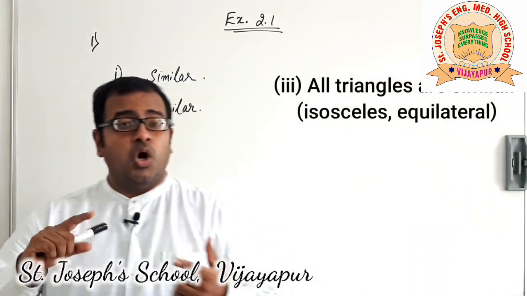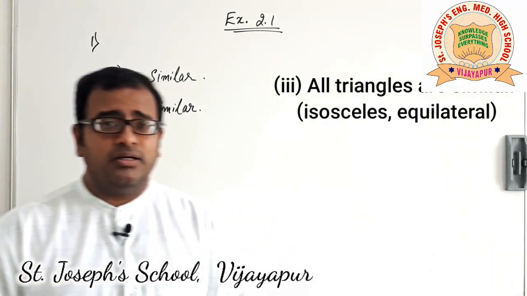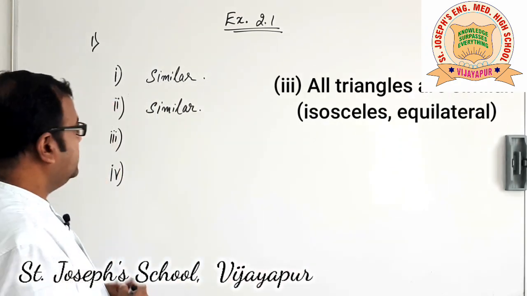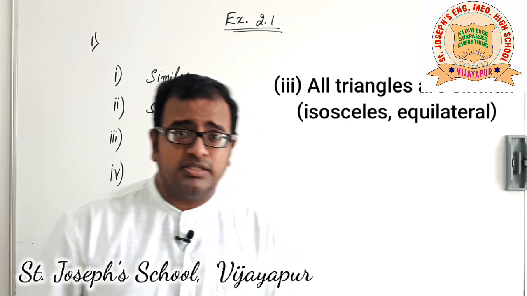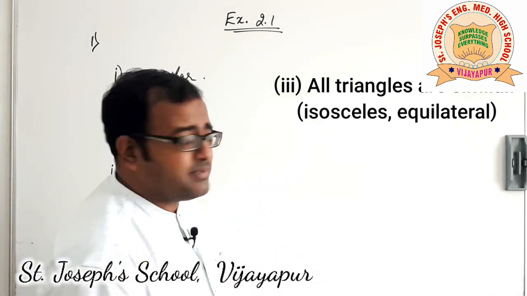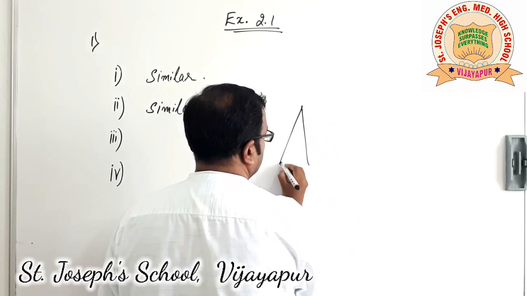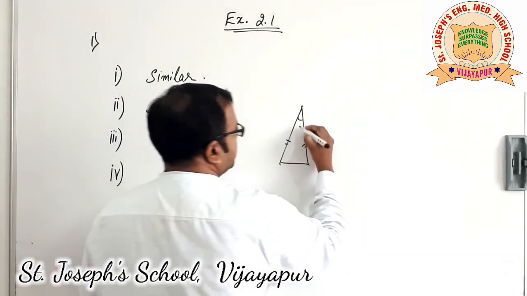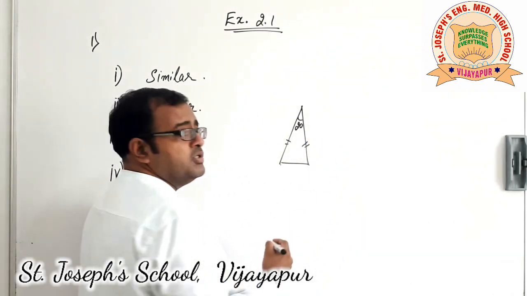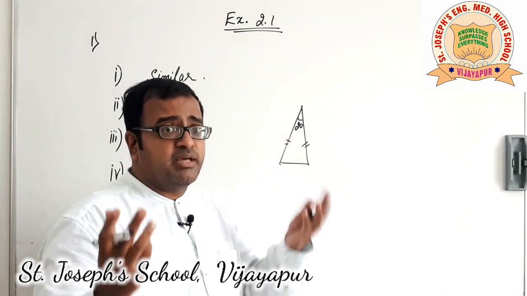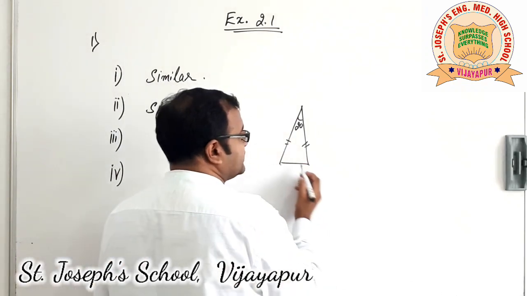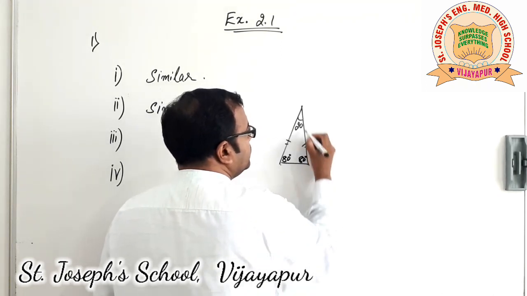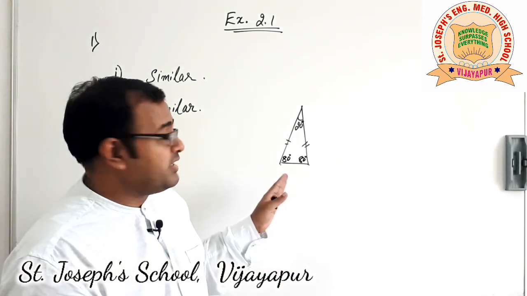Third sub question: all dash triangles are similar. Options: isosceles or equilateral. Obviously, isosceles triangles may be of different shapes. One example, let me show you. This is an isosceles triangle. Probably I am going to write this as 20 degree. So out of 180 degree, if this one is 20 degree, the remaining two angles together are 160. Since they both are equal, they must be 80 and 80 degree. So now you have an isosceles triangle with two angles equal here.